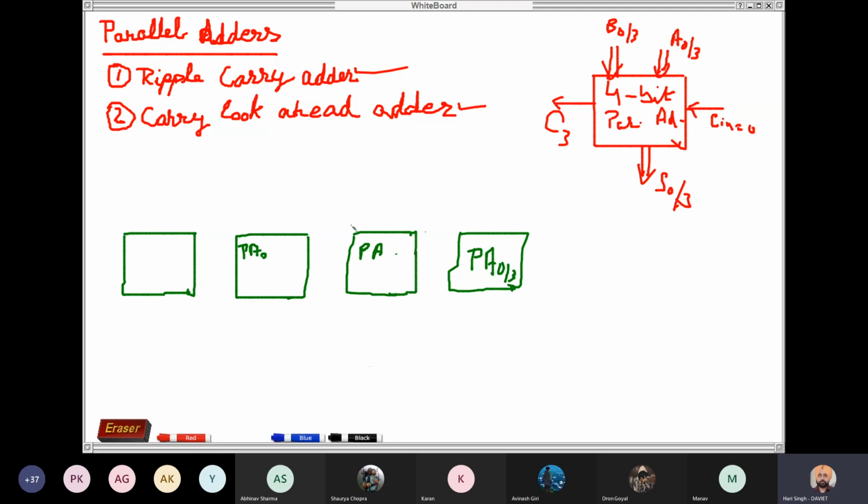Parallel adder 4 to 7, and this is 8 to 11. Then it is parallel adder 12 to 15.